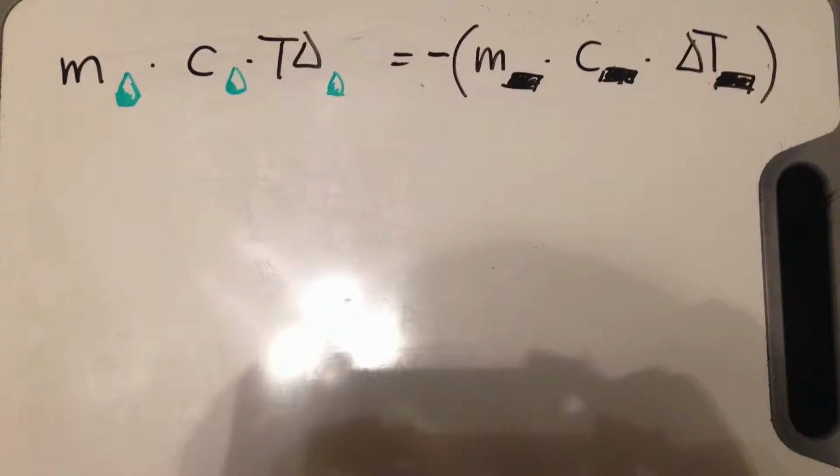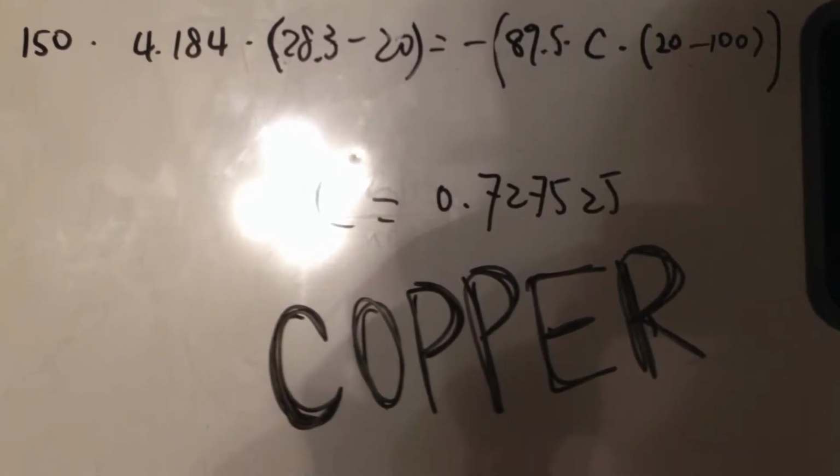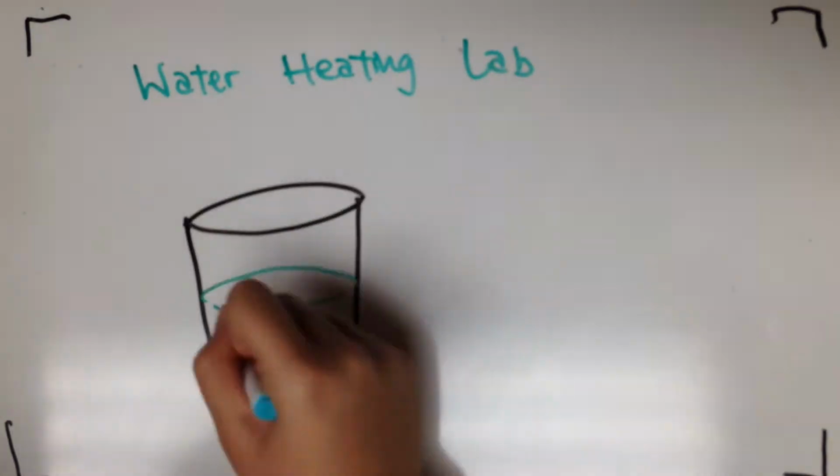With this equation established, we can simply plug in the data, unfold it, and get the specific heat capacity of the unknown metal, and we see that it matches with the specific heat capacity of copper, so we know that this metal is copper. Moving on to our second lab, the water heating lab.